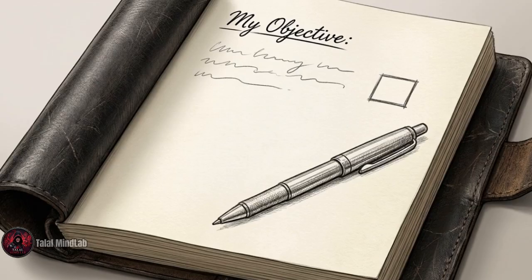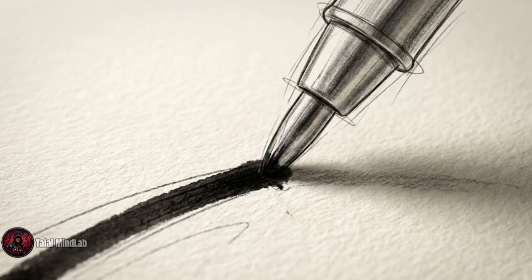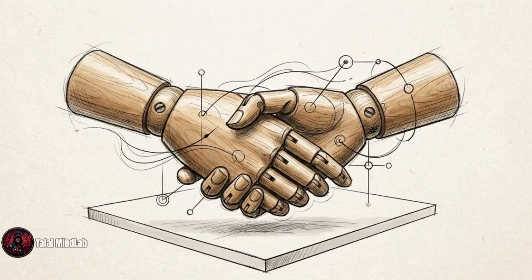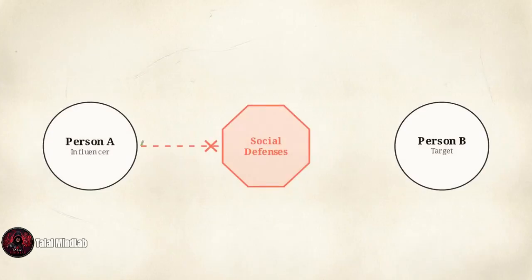Take a look at this notebook page. Before we begin, grab a pen and define your specific objective. Write down the exact outcome you want to achieve today, whether that is securing a favor, setting up a meeting, or gaining a commitment. Now, a necessary boundary.